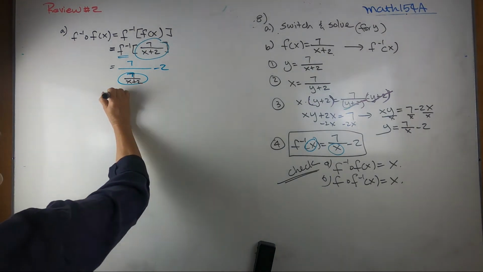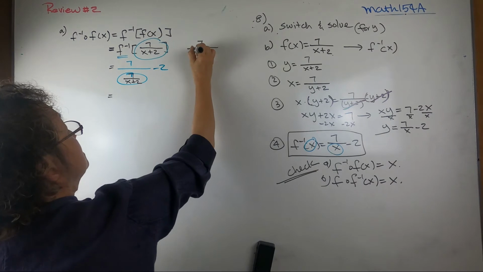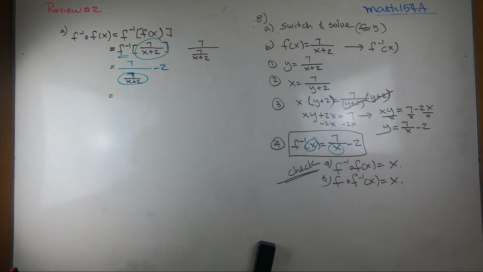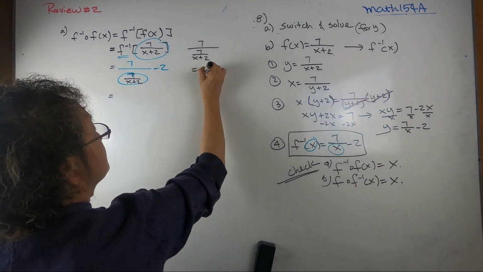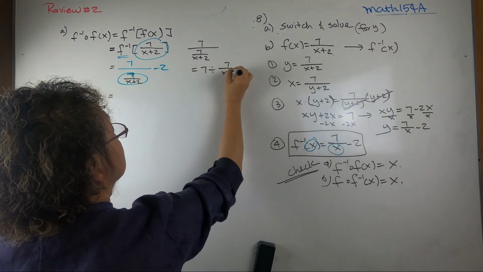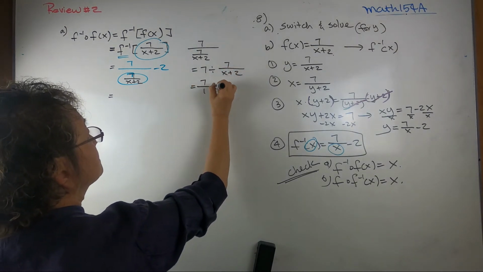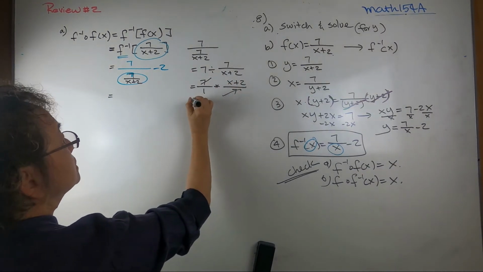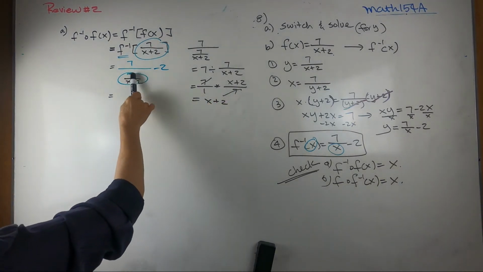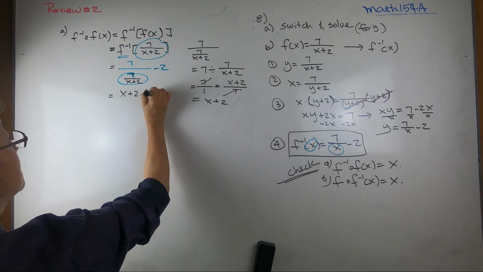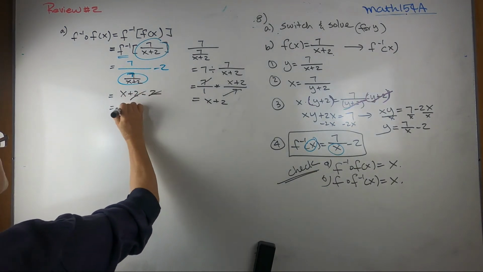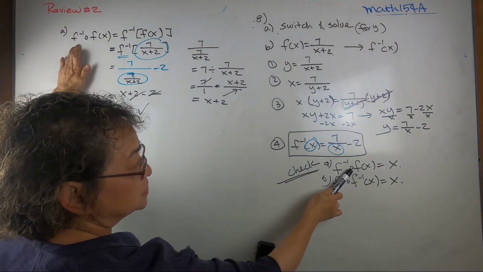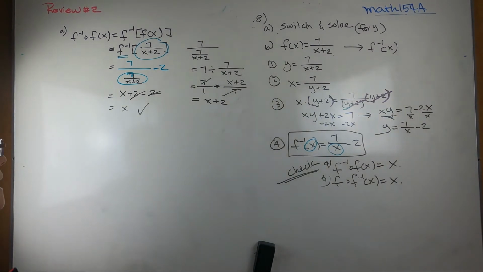Then what do we have? So for 7 over 7 over x plus 2, a complex fraction, you learned it in 152B class, right? It means 7 divided by 7 over x plus 2. It means 7 over 1, then reciprocal flip. Then what do you have? X plus 2, right? So this guy is x plus 2 minus this 2. Then you end up with what? X. So f inverse of f, you get back to your x.